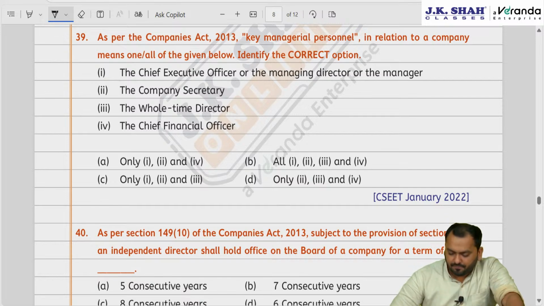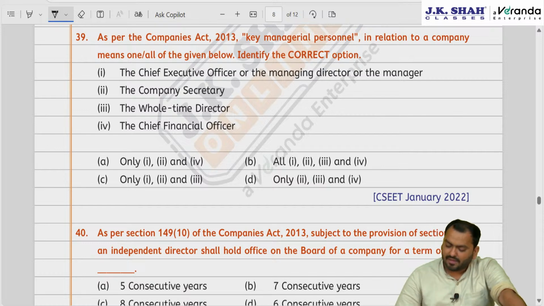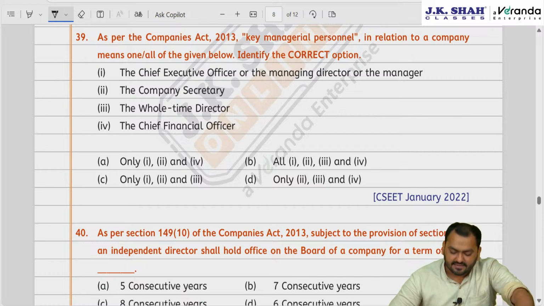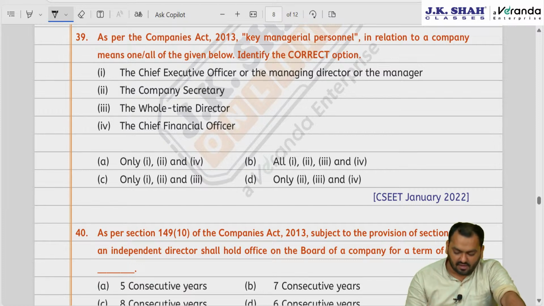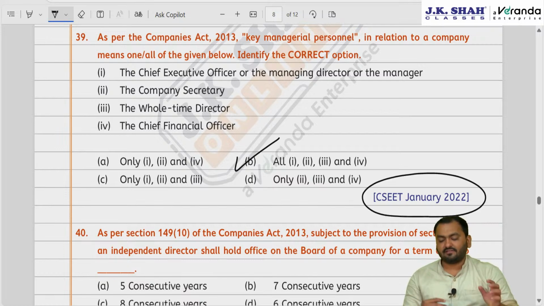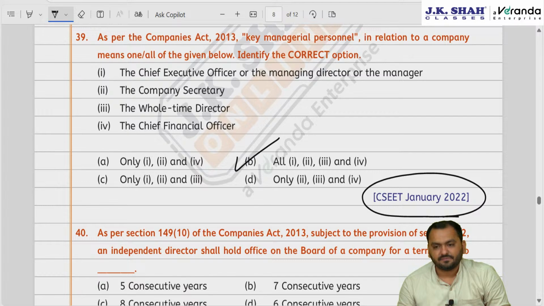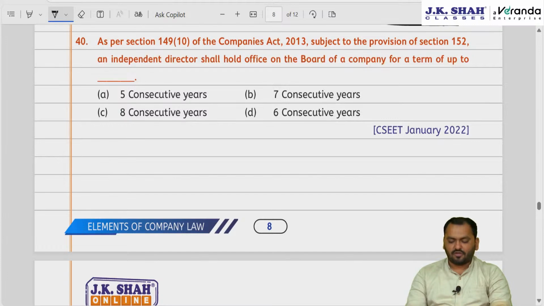Okay, so come on. So CEO, Chief Executive Officer, is a KMP. Yes. MD is a KMP. Yes. Manager is a KMP. Yes. CS is a KMP. Yes. Whole time director is a KMP. Yes. Chief Financial Officer is a KMP. Yes. So what is the correct option? So yes, all 1, 2, 3, 4 are the KMP of the company. And again you can see this was asked in CSET January 2022 paper. Right? So very simple.